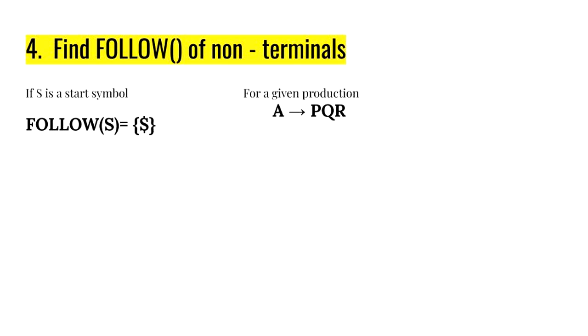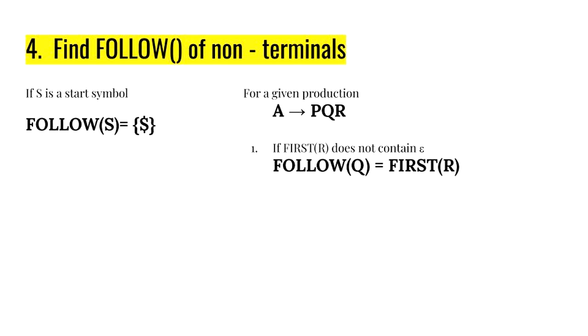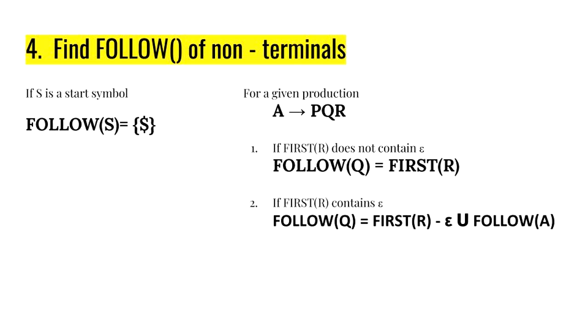Let us consider a production where A derives PQR, find follow of Q. Notice that we are looking at the occurrence of Q on the right hand side of the production rule. We are not looking for Q's own production rules. So the follow of Q will be equal to first of R if and only if the first of R does not contain epsilon. If the first of R contains epsilon, then it's going to be the lengthy one. That is, you have to remove the epsilon and union it with the follow of A.